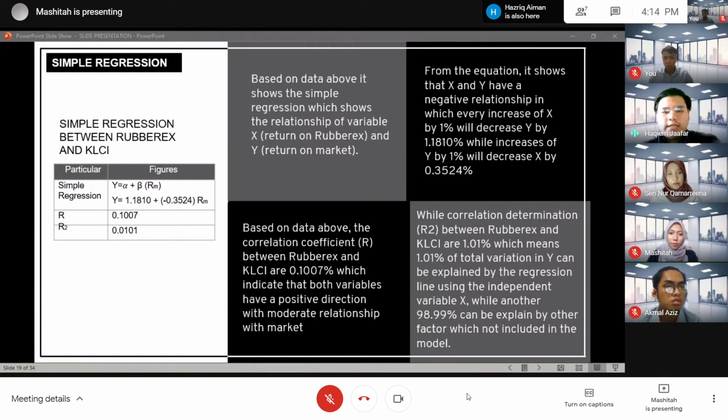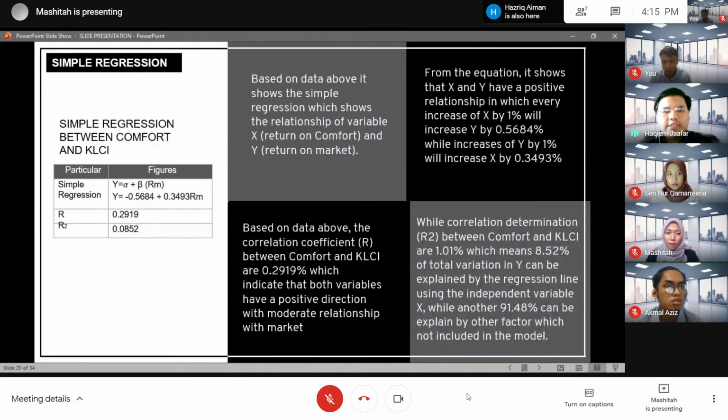While the coefficient of determination, R squared, between Rubberex and KLCI is 1.01%, which means 1.01% of the total variation in Y can be explained by the regression line using the independent variable X, while the other 98.99% can be explained by other factors which are not included in this model.